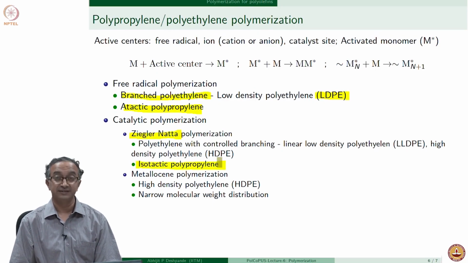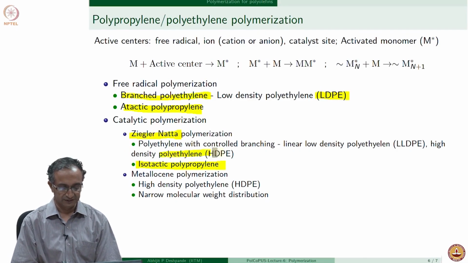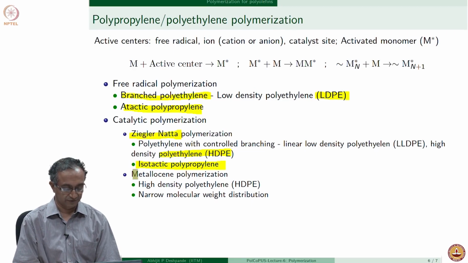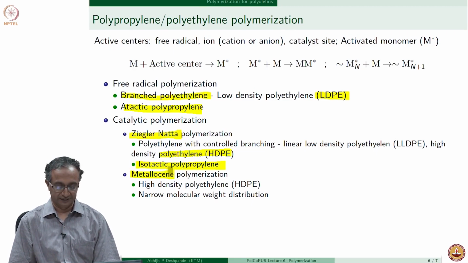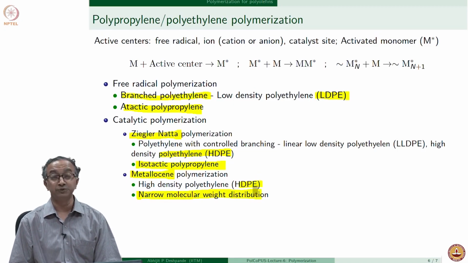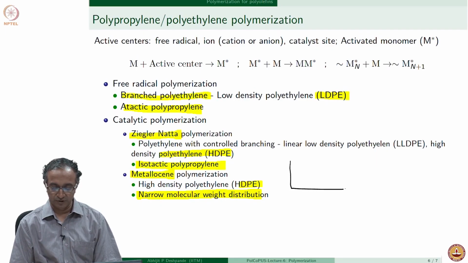Ziegler-Natta catalysis can be used to make isotactic polypropylene. It is also useful to make largely linear polyethylene, which is high density polyethylene. Over the last 2 decades, many commercial polymerizations use another set of catalysts called metallocenes. In this case, very long macromolecules of polyethylene with very high molar masses are possible, and the distribution is also quite narrow. This is something we will see later on also.